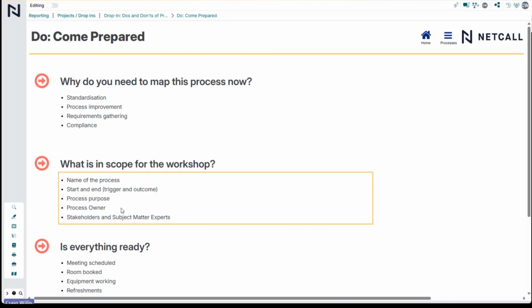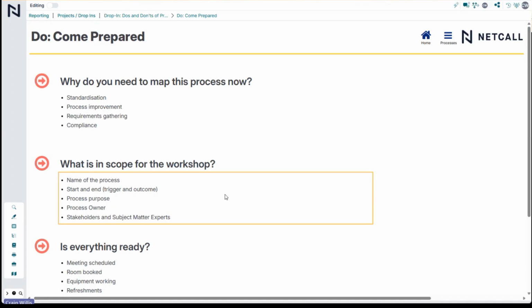process. And then other things like, who is it you're going to invite to the workshop? Who's the process owner? Who are the stakeholders, subject matter experts? And those sorts of things. You might not be able to invite everybody to a workshop because you might just not have the space. And you might consider a limit to the number of people that you would invite to the workshop.